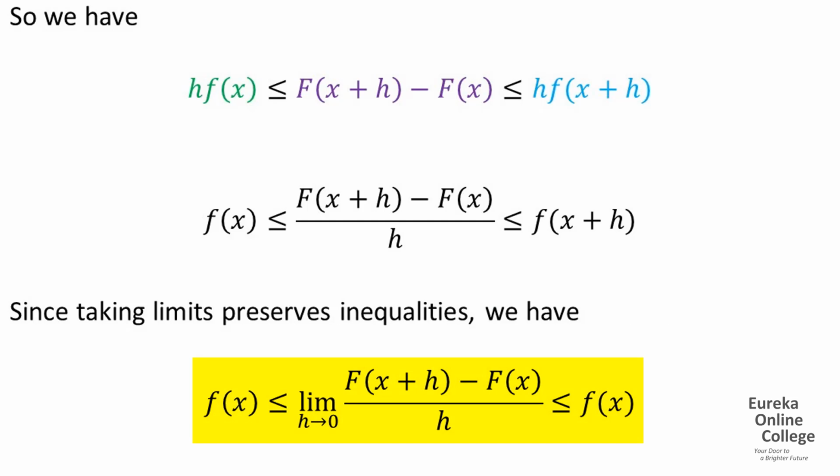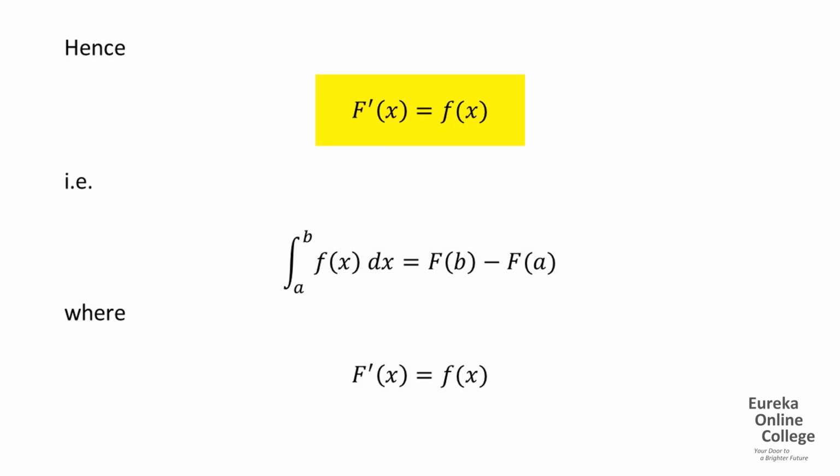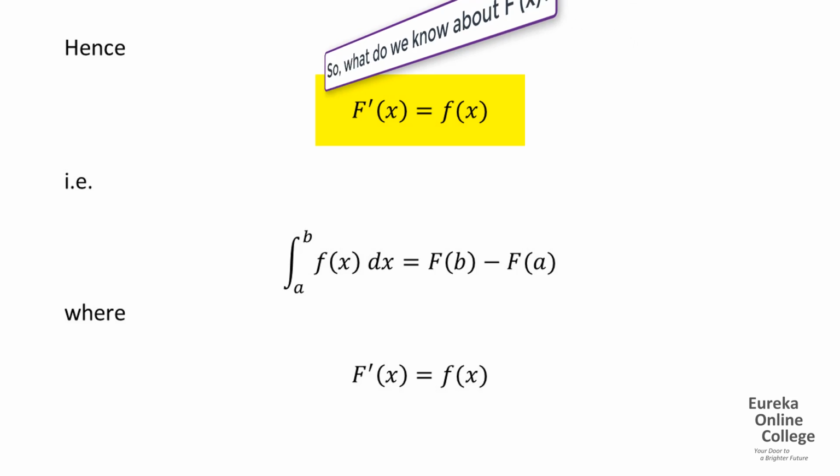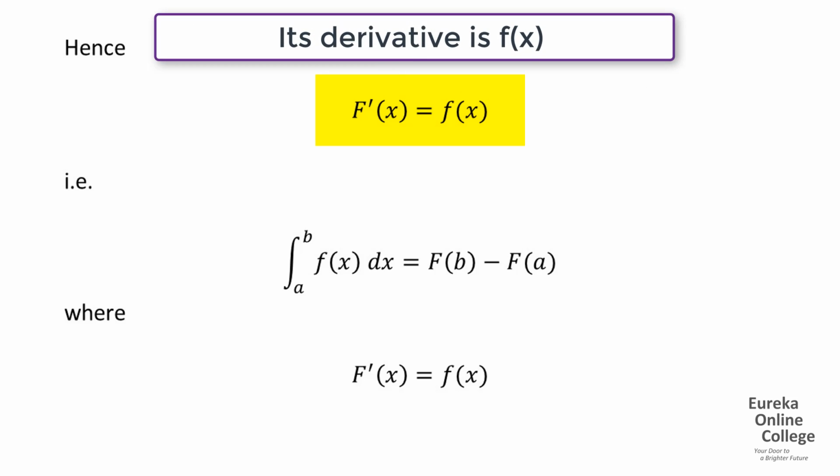So what have we got? This final inequality: little f of x is less or equal to the derivative of big F of x, which is less or equal to little f of x. The only way that such an inequality can be true, because you'll notice that the two outside terms are the same, is if the derivative of big F of x, so F prime of x, is equal to little f of x. That's the only way that the previous inequality could hold. So what do we know now about big F of x? Well, we know that its derivative is little f of x.